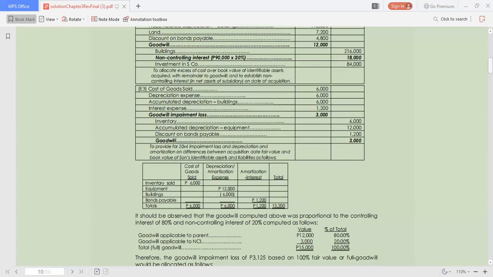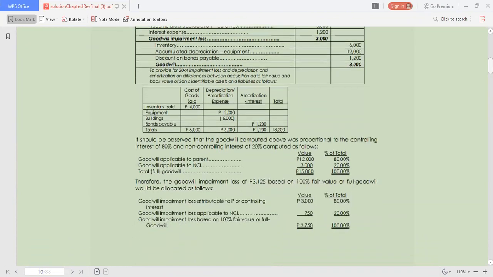It should be observed that the goodwill computed above was proportional to the controlling interest of 80% and the non-controlling interest of 20%, computed as follows. The goodwill applicable to parent, 80% of the goodwill is 12,000, and 20% goes to the non-controlling interest. Therefore, the goodwill impairment loss of 3,125 based on 100% fair value. Actually, the goodwill impairment loss is 3,750.